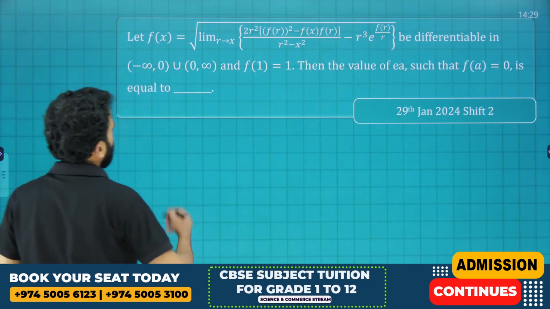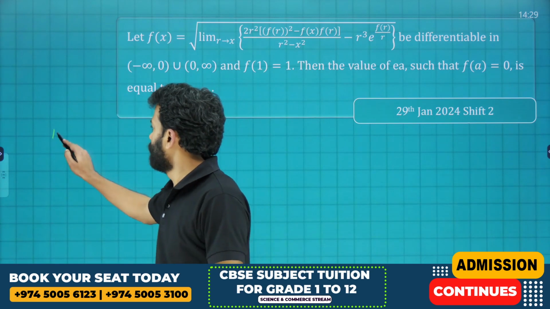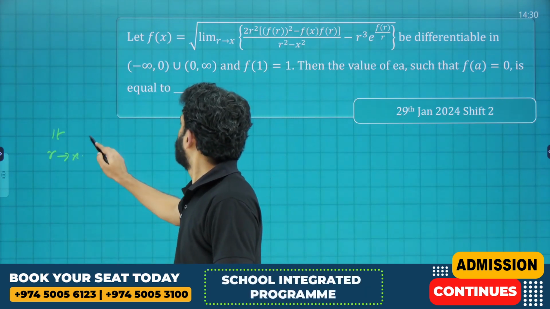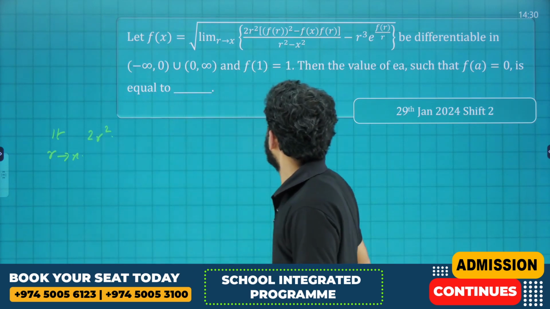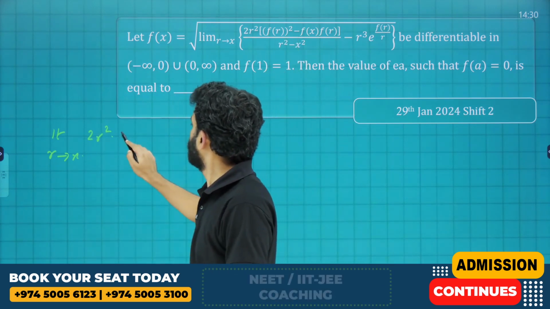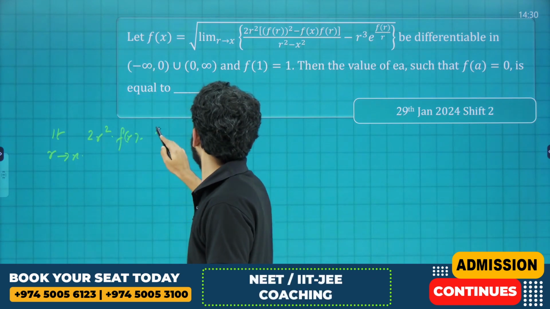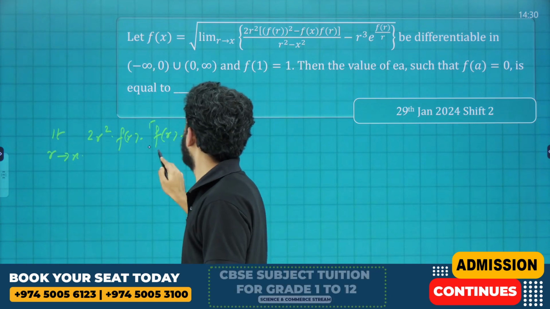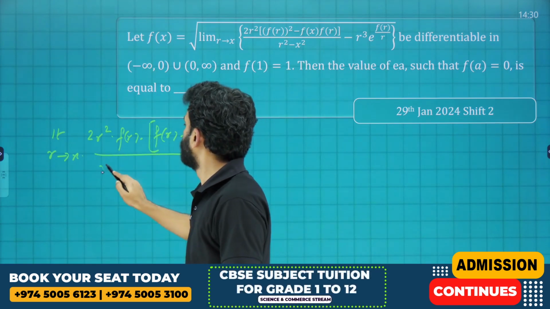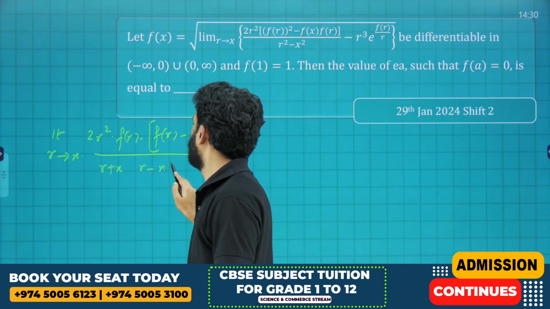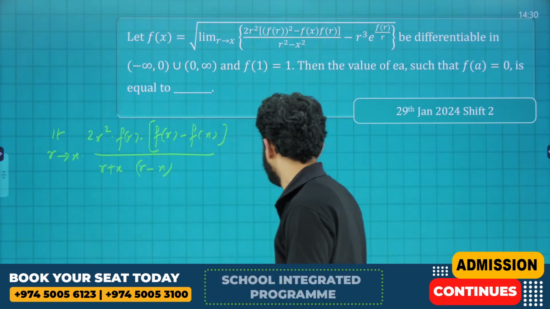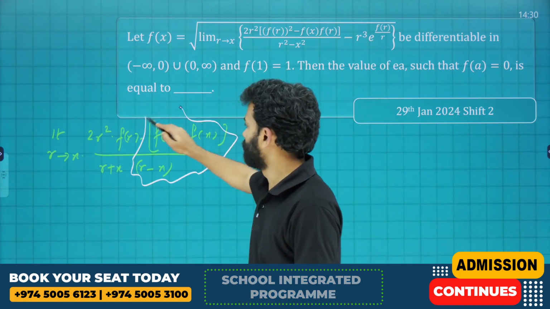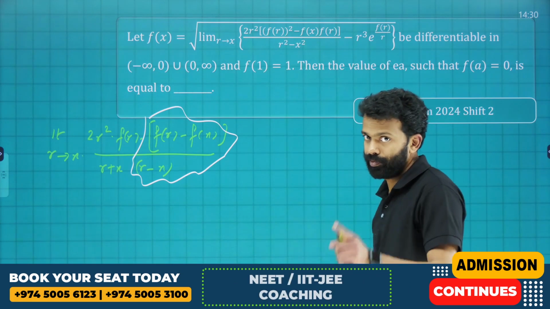Okay, let's start from here. That is limit r tends to x of 2r square into f of r, we can take it outside, into f of r minus f of x divided by, this we can split like this, r plus x into r minus x. Have you seen this part anywhere? That is f dash of r.